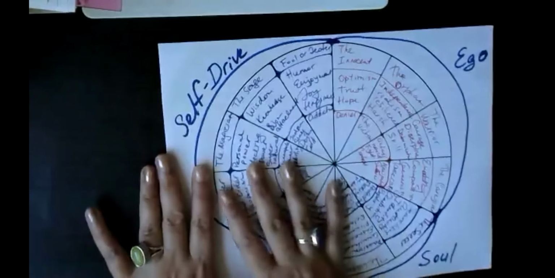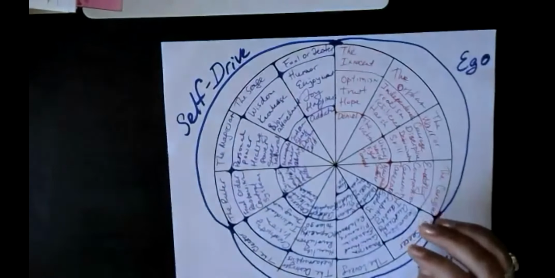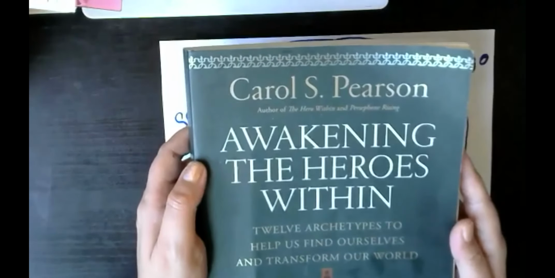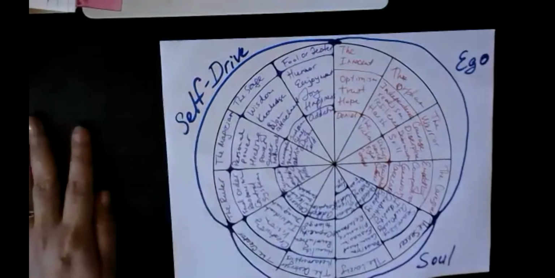Again, this was a very quick introduction. I highly recommend the book, Awakening the Heroes Within by Carol Pearson. Amazing. Hoping maybe within the next few months to develop an actual course where we actually draw Neurographica to develop the 12 archetypes within ourselves, okay?